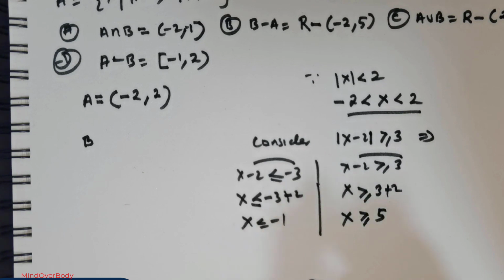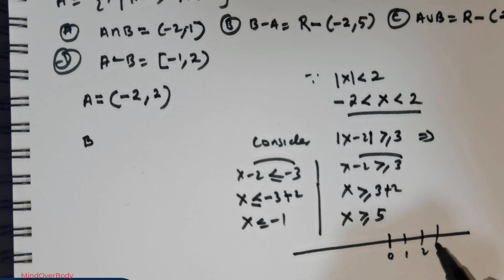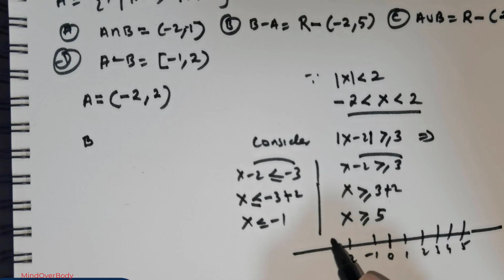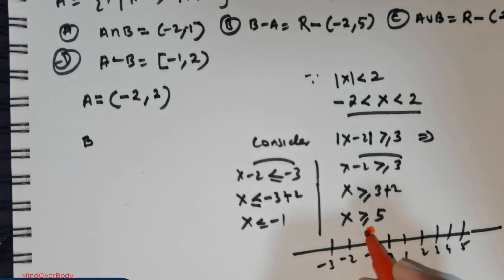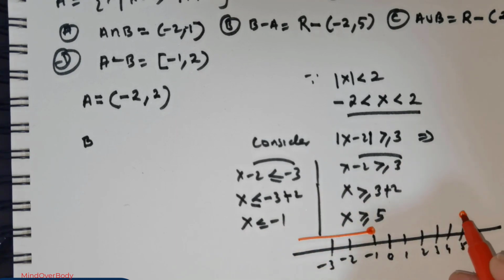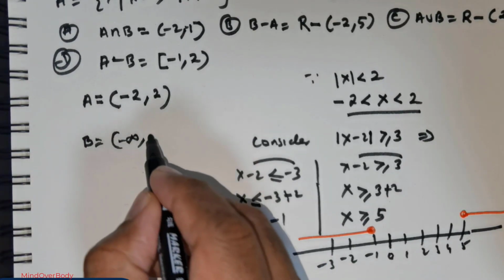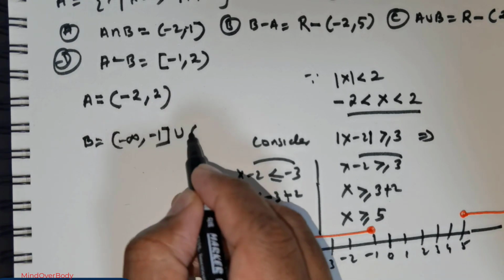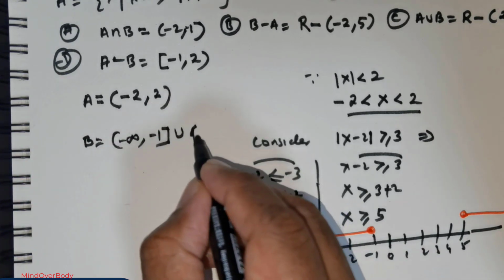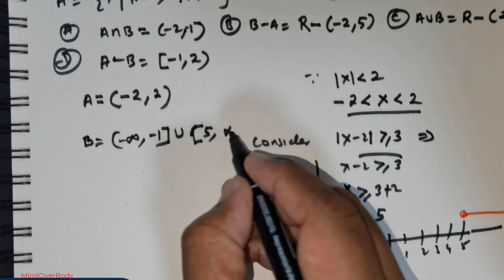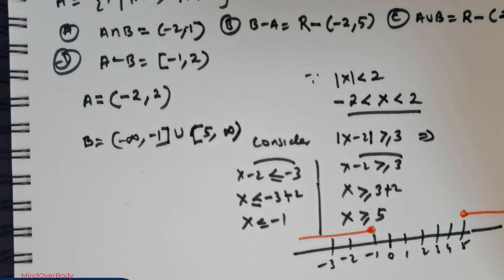5 and negative 1. So how do we write this? If you have to draw the number line, this is 0, 1, 2, 3, 4 and 5. This is negative 1, negative 2, negative 3. So negative 1 onwards and positive 5 onwards. So B is equal to negative infinity to negative 1, square parenthesis, union, square parenthesis, 5 to infinity. Right, this is what you've got.